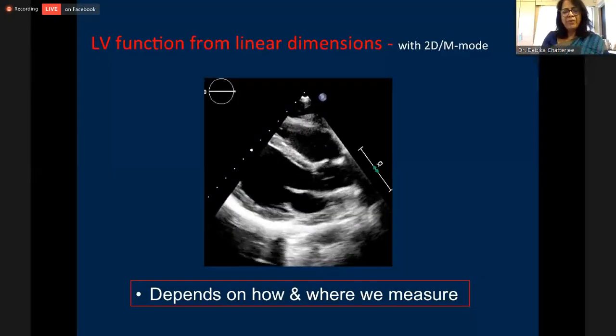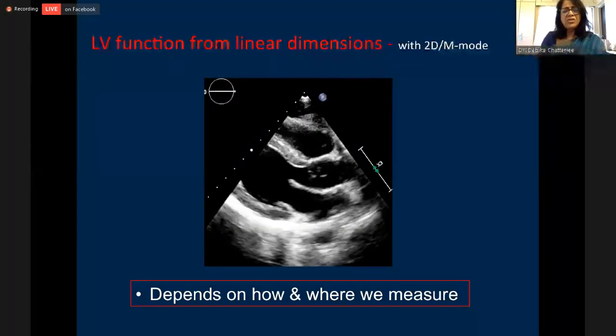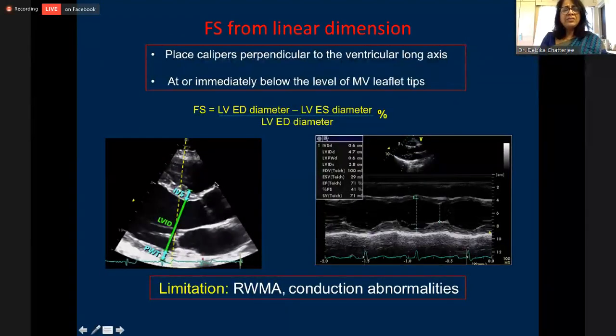Now, when we measure the LV systolic function from the linear dimension, either with 2D or 2D guided M-mode echocardiography, it depends on how and where we measure. We should place the caliper perpendicular to the ventricular long axis at or immediately below the level of the mitral valve leaflet tips. And we calculate the fractional shortening by the formula: percentage of LV end diastolic diameter minus end systolic diameter, divided by end diastolic diameter. So the maximum dimension is the end diastolic diameter and the minimum is the end systolic diameter.